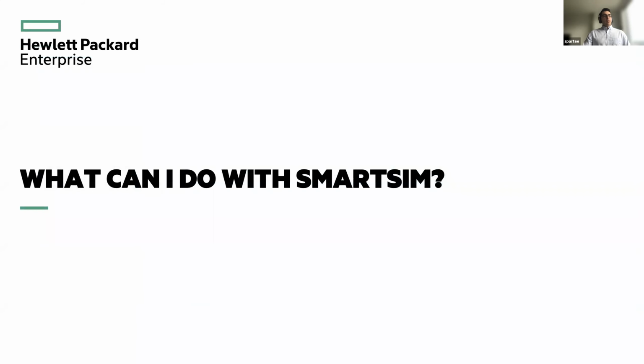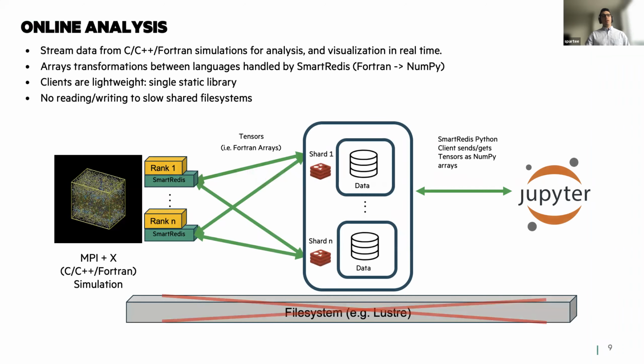Okay, what can I do with SmartSim? That's an all too important question. Well, the first thing is online analysis. I already mentioned that. But in this way, I have a simple LAMMPS bounding box simulation that you see here, but really it could be any MPI plus X simulation. It honestly really doesn't even have to use MPI.